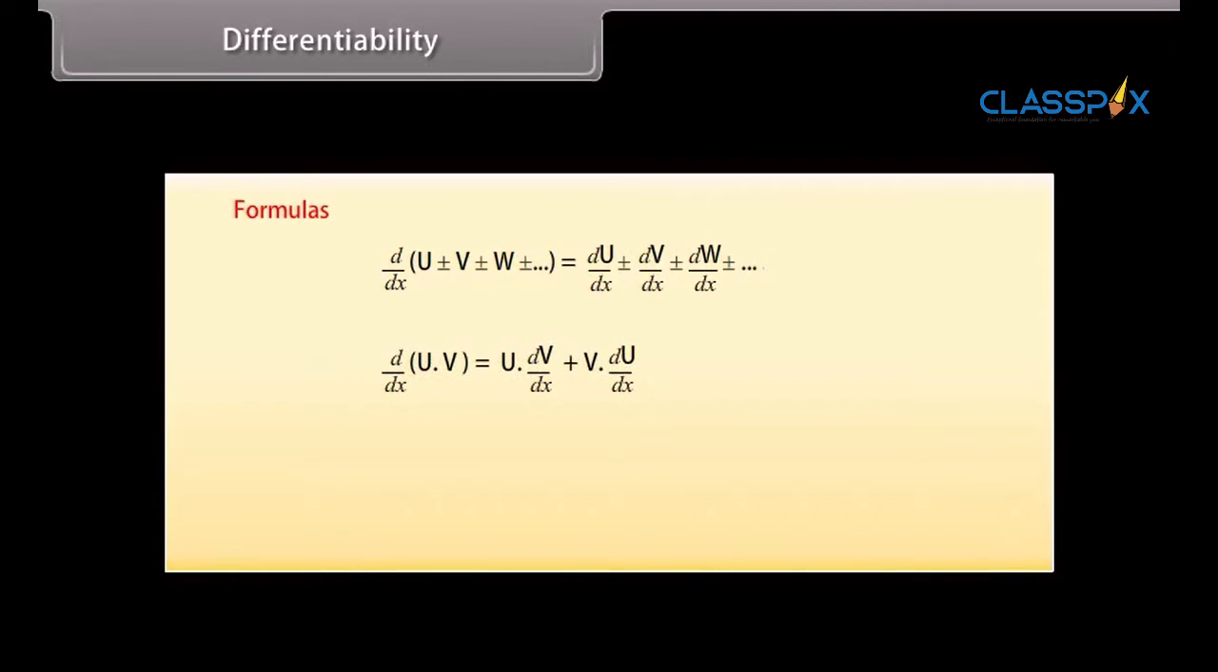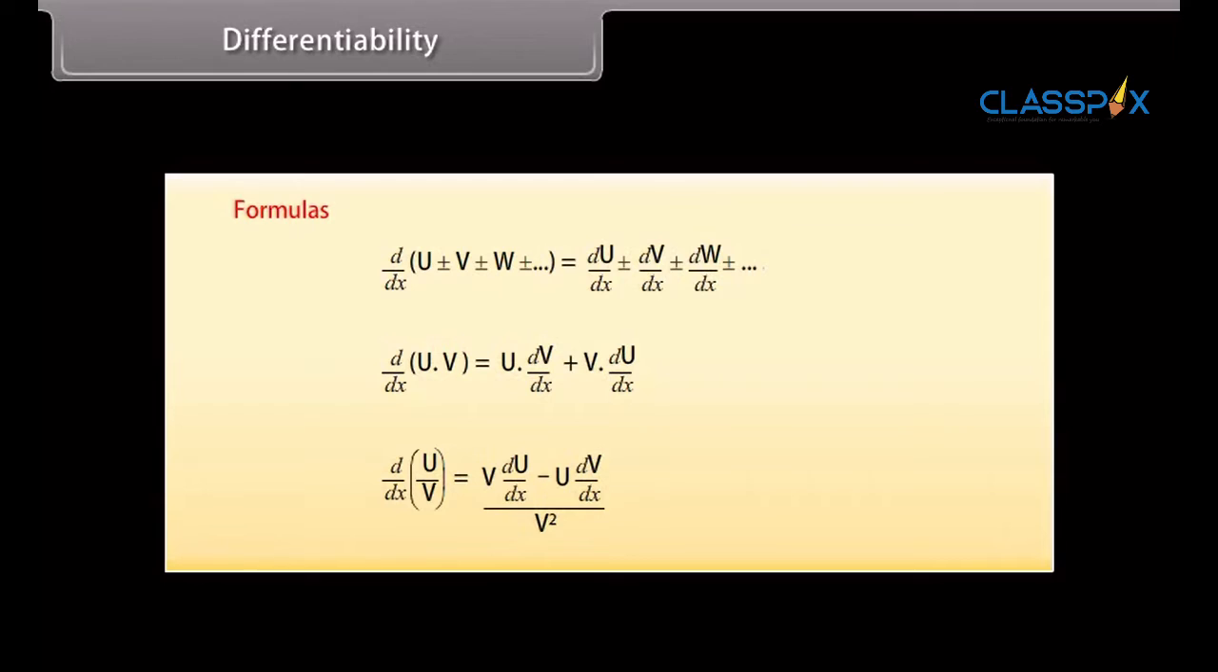Differentiability. Formulas. d by dx of u plus minus v plus minus w plus minus and so on is equal to d by dx of u plus minus d by dx of v plus minus d by dx of w plus minus and so on. d by dx of u into v is equal to u into d by dx of v plus v into d by dx of u.